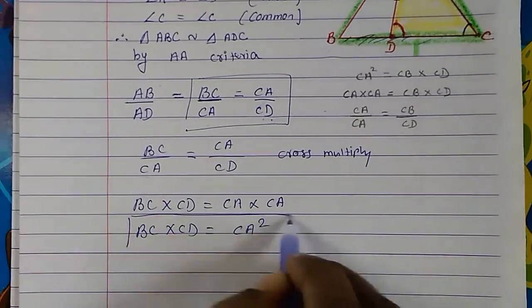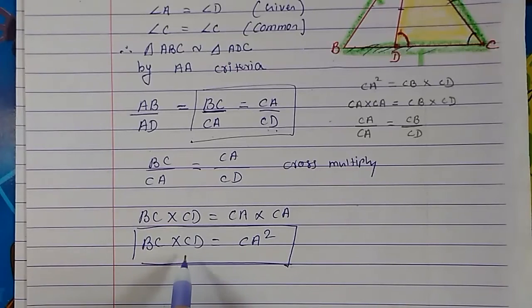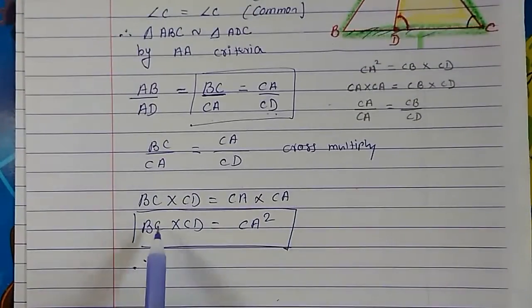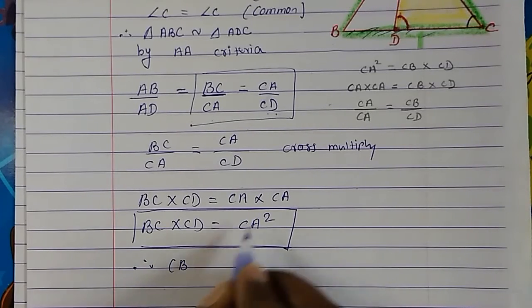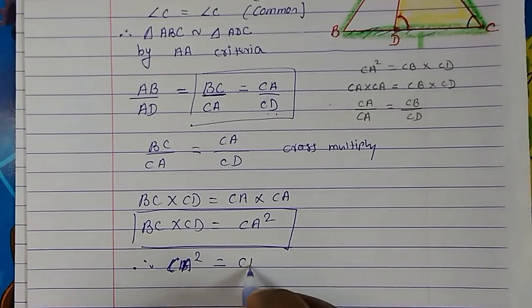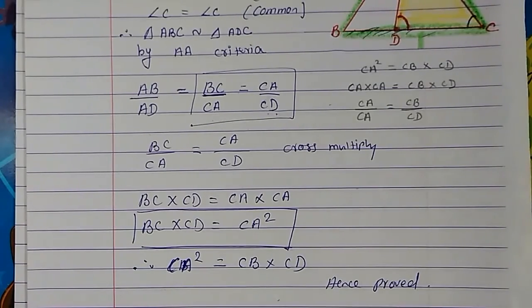So this is what we had to prove. You see, CA square equal to CB into CD. CB or BC, you write, is the same. So you can write what is given, CB, CD. Let's write down first this: CA square equal to CB into CD, hence proved. That's it. I hope it is clear to you. Thank you and God bless you.